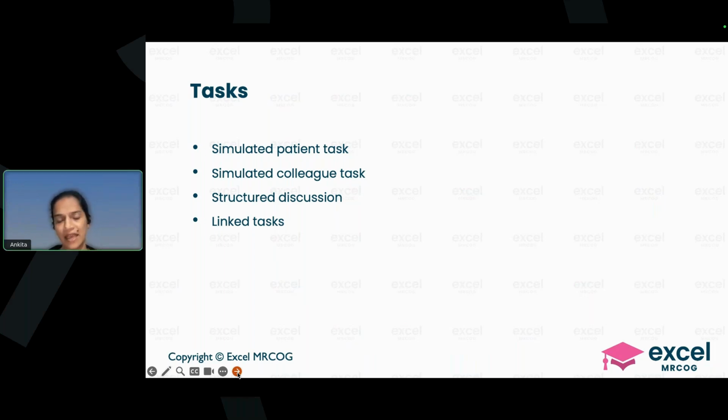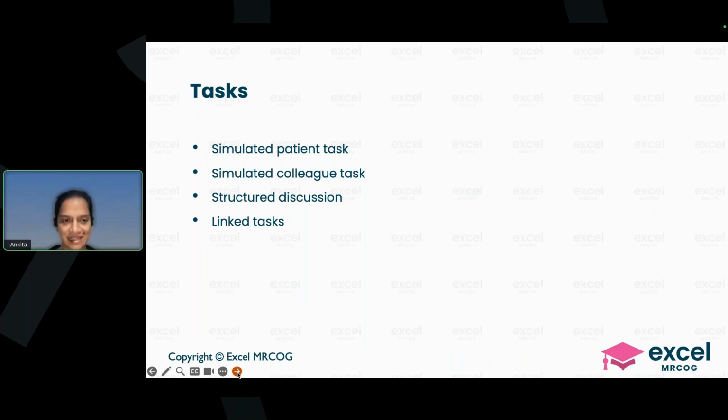Very rarely, and this is not seen often, you can get linked tasks. That means task number 4, for example, is a structured discussion about, say, ectopic pregnancy, ruptured ectopic pregnancy. And then task 5 would be a linked station to that particular station. Maybe it would be about writing a discharge summary of ectopic pregnancy, which was station number 4.